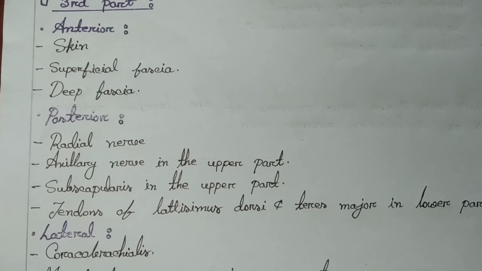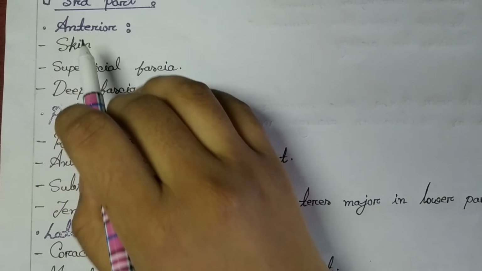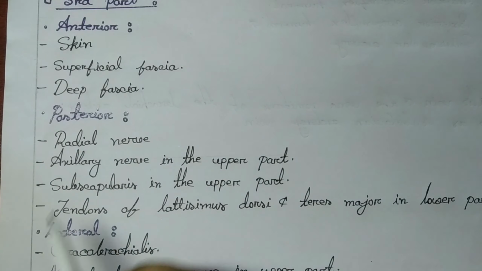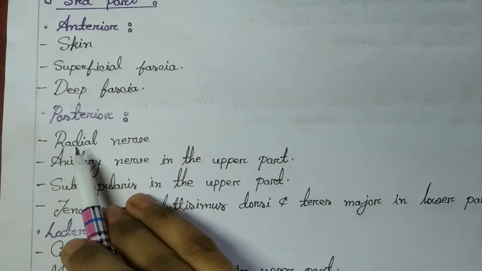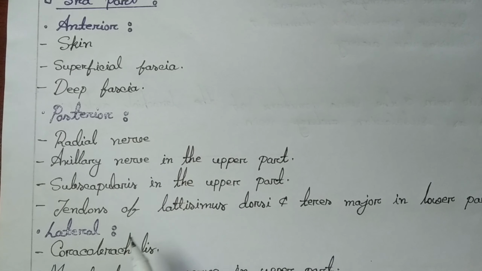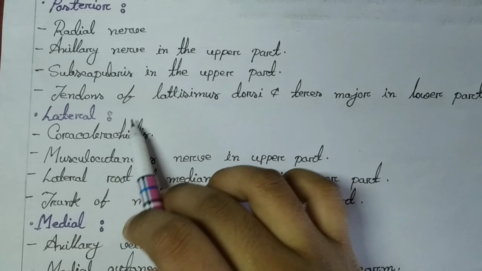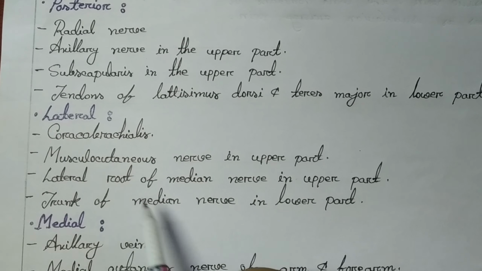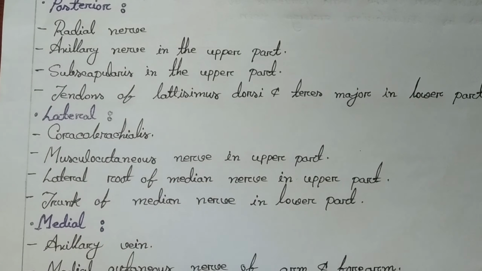Now let's look at the relations of third part of axillary artery. Anteriorly, we have skin, superficial fascia and deep fascia. Posteriorly, radial nerve, axillary nerve in the upper part, subscapularis in the upper part, tendons of latissimus dorsi and teres major in lower part. Laterally, coracobrachialis, musculocutaneous nerve in upper part, lateral root of median nerve in upper part, trunk of median nerve in lower part. And medially, we have axillary vein, medial cutaneous nerve of arm and forearm.